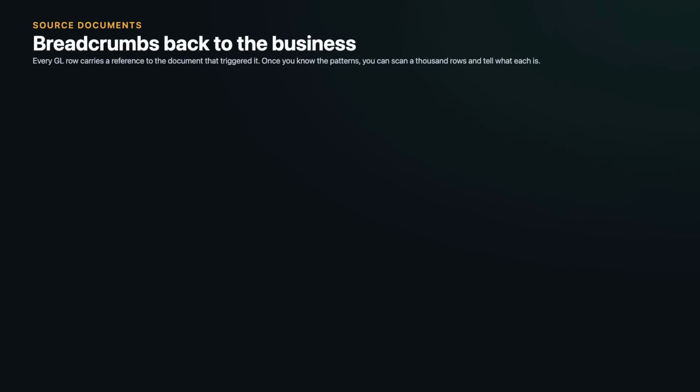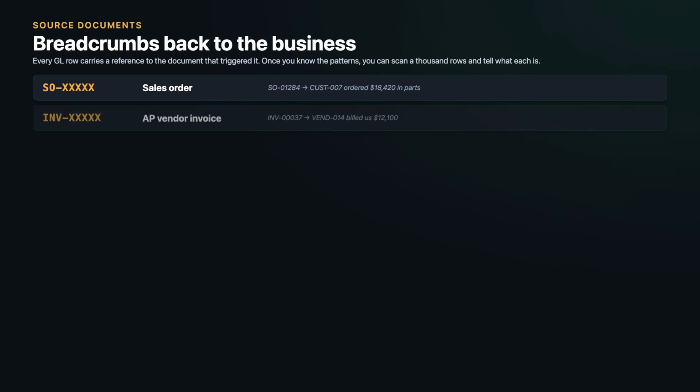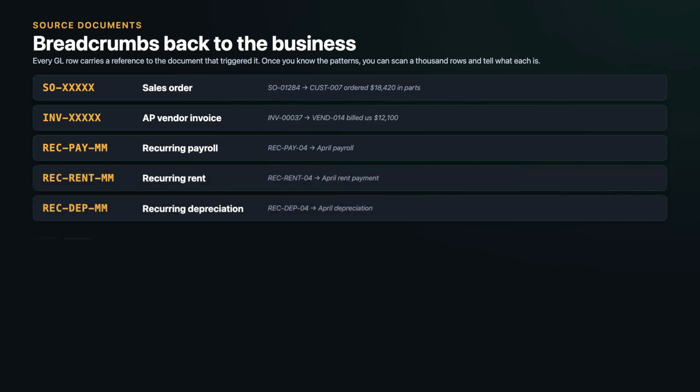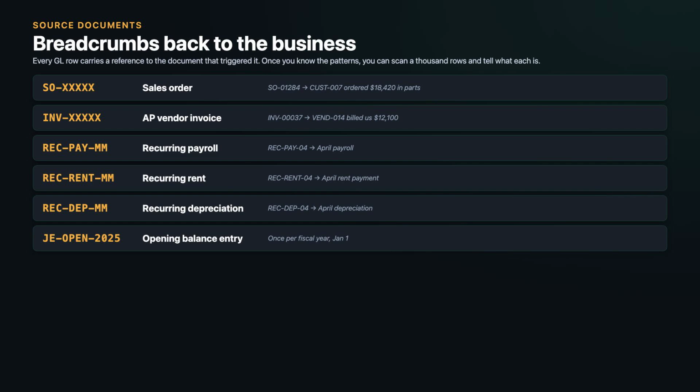The source document column is the breadcrumb back. Sales order numbers point at sales orders. Invoice numbers point at vendor invoices. Recurring tags mark monthly entries like payroll, rent, and depreciation. Once you know the patterns, you can scan 1,000 rows of general ledger and tell which are sales, which are vendor payments, and which are monthly accruals. And when the CFO asks what a particular row means, the answer is always in the source document. No source doc, no audit defense.